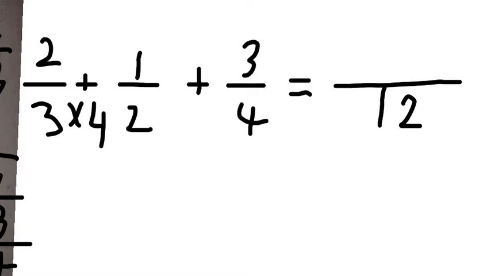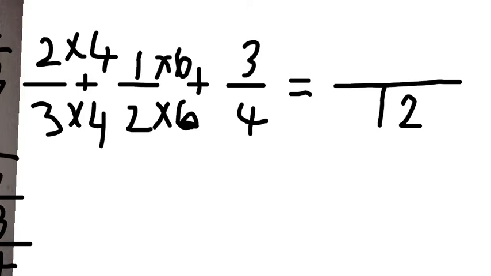Alright, it's not writing for some reason. Times 4. There you go. And then I'm going to multiply here by 6, and I need to multiply here by 6. And I multiply here by 3, and I multiply here by 3. Okay? So far so good.